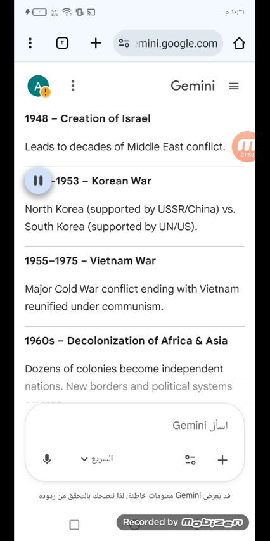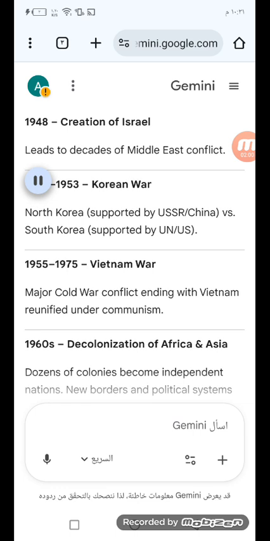1948, creation of Israel. Leads to decades of Middle East conflict. 1950 to 1953, Korean War. North Korea, supported by USSR and China, versus South Korea, supported by the UN and US. 1955 to 1975, Vietnam War. Major Cold War conflict ending with Vietnam reunified under communism.